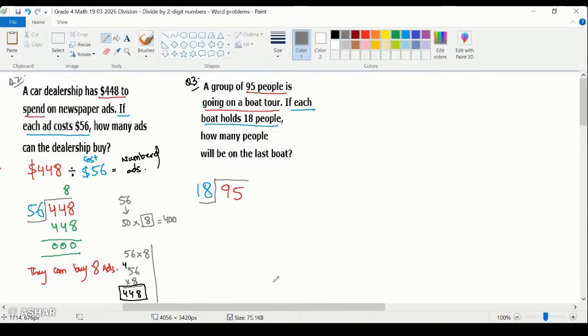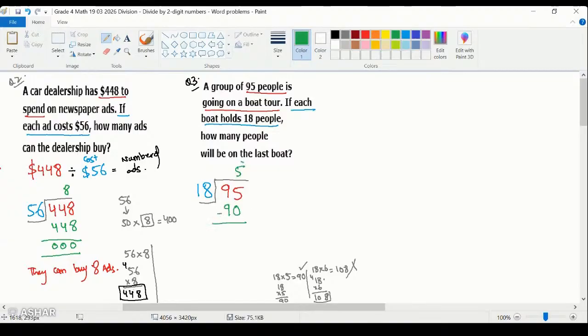Let's start with 18 multiplied by 5. That comes out to be 90, right? That's the closest number to 95. Agreed? Because 18 multiplied by 6 is 108, but 108 is a bigger number, so we cannot take 108. We need to take the smaller number. So what we can say is 18 times 5 is 90.